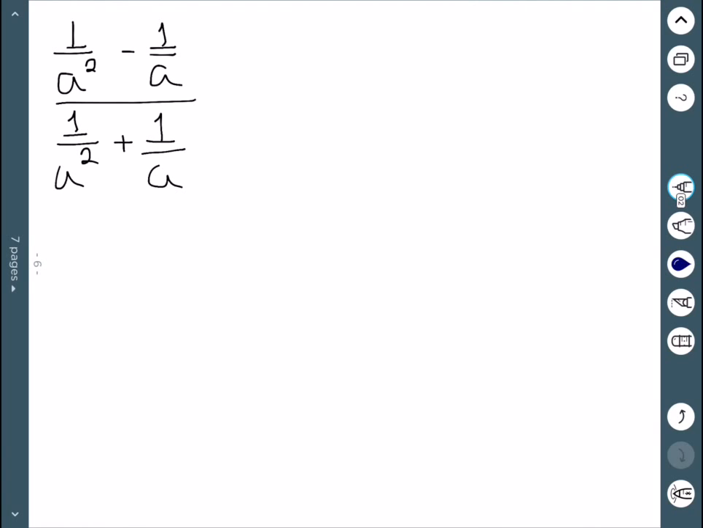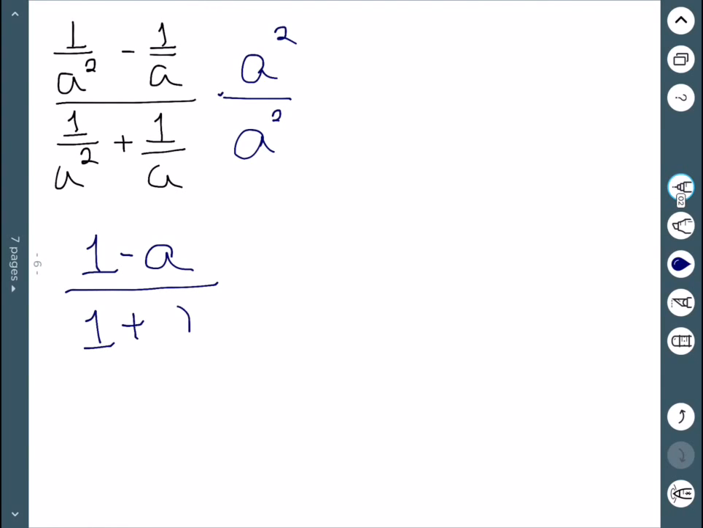So here's our first example. Looking at the denominators, we have an a squared, an a squared, and an a. So we can see that the total common denominator is a squared. So I'm going to multiply both the top and the bottom by a squared. When I do that, 1 over a squared times a squared is 1. 1 over a times a squared is a, so we have minus a. 1 over a squared times a squared is 1, and 1 over a times a squared is a. So we see that we have a much simpler answer.